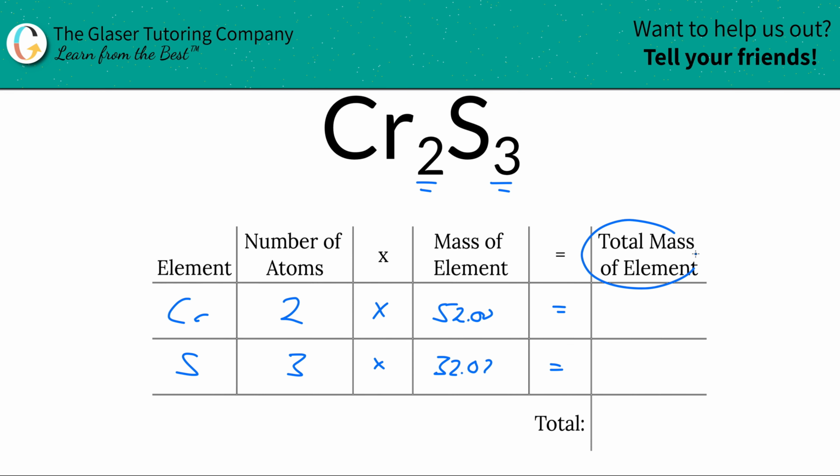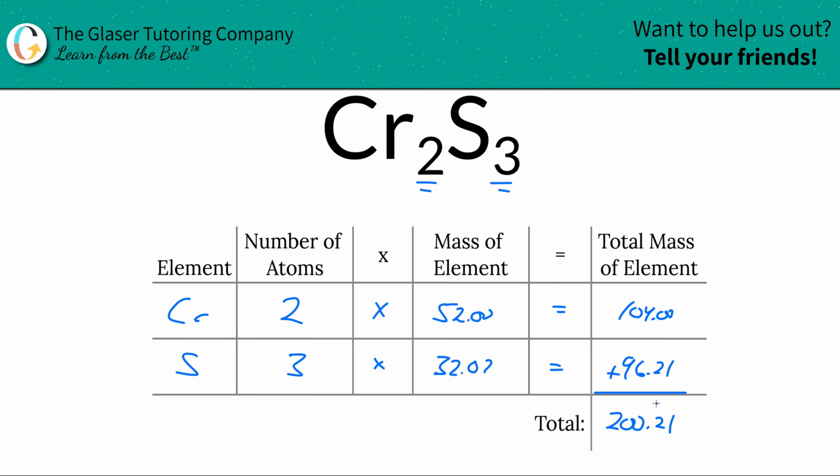To find the total mass of the element in the compound, all we're going to do is multiply across each row, right? So this should work out to be about 104 for chromium, and for sulfur, that's going to work out to be about 96.21. We simply add those values together to find the total mass of the entire compound, which is 200.21. So this was the first step in finding the percent composition: we first have to find the total mass.